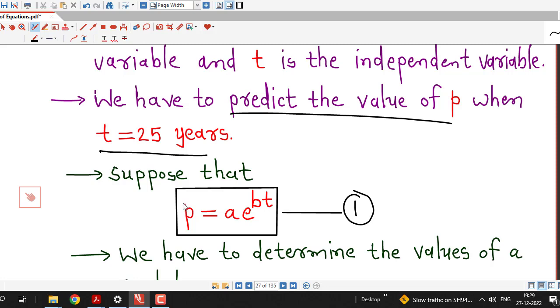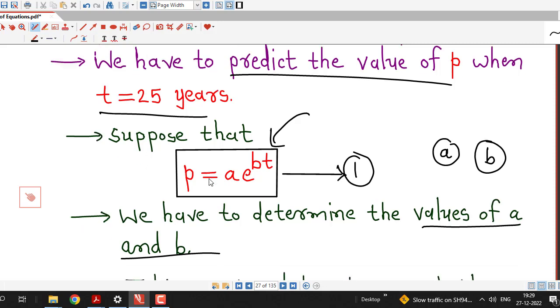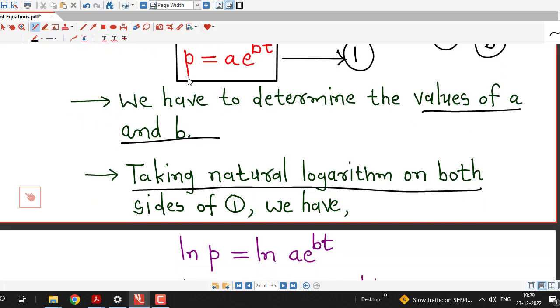So we start by assuming that small p equal to a times e raised to bt, and we have to determine the values of a and b in order to determine this function p, which is an exponential function of t. We have to determine the values of small a and small b. So first step is we take logarithm on both sides of this equation number 1, and we will consider natural logarithm.